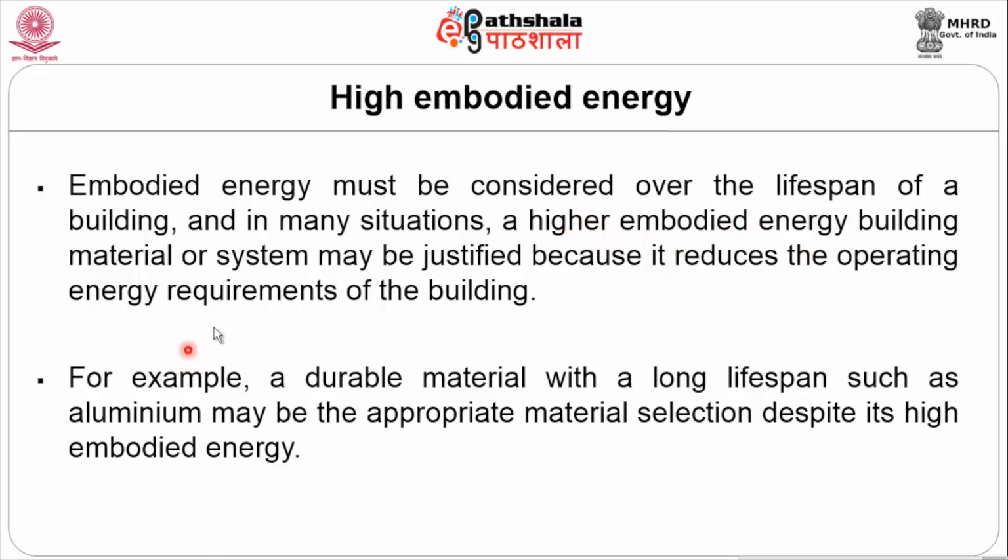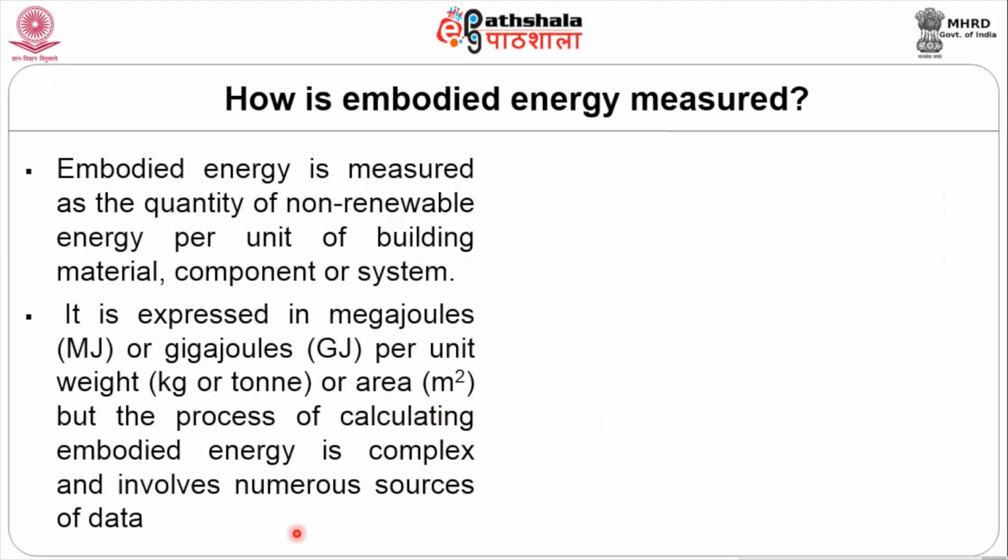Similarly, higher embodied energy materials or a system can be justified in terms of reducing the operating systems. For example, a durable material with a long lifespan such as aluminum can be the appropriate material in terms of selection, but if you look at it in terms of embodied energy, it is higher. That is the operational cost, the manufacturing cost of this material, which includes a higher percentage.